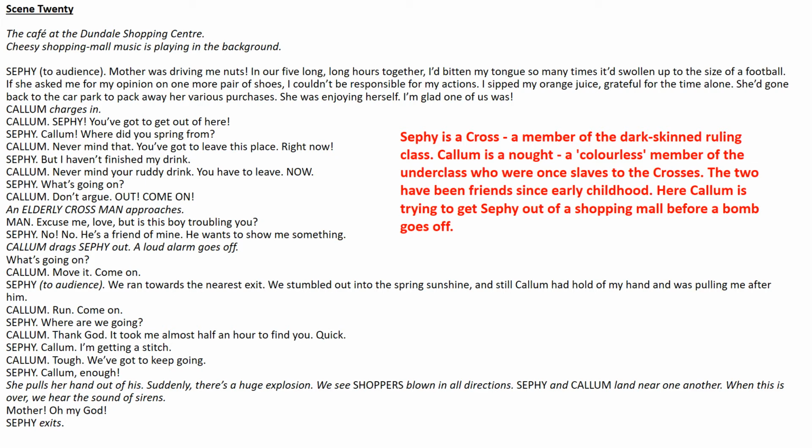Callum drags Sephi out. A loud alarm goes off. What's going on? Move it, come on! Seffi to audience. We ran towards the nearest exit. We stumbled out into the spring sunshine, and still Callum had hold of my hand and was pulling me after him. Run, come on! Where are we going? Thank God it took me almost half an hour to find you. Quick! Callum, I'm getting a stitch. Tough, we've got to keep going. Callum, enough! She pulls her hand out of his.